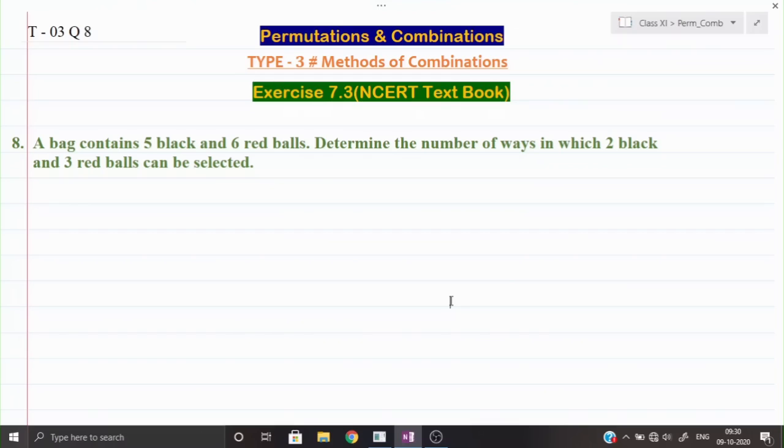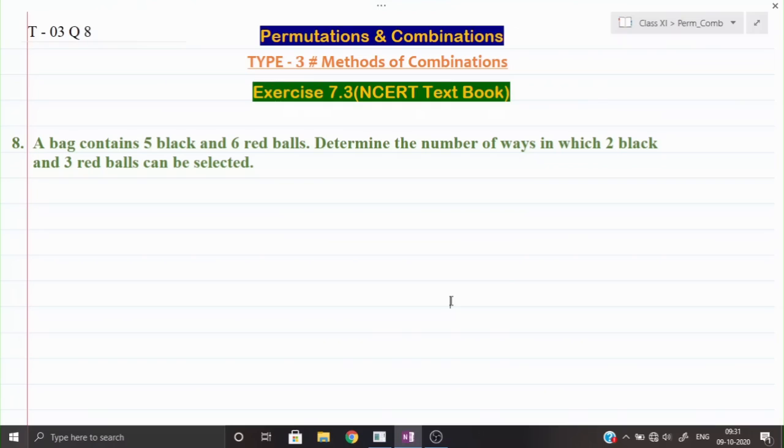Each and every time you have to focus on this particular concept: whether the sequence matters or not. If the sequence doesn't matter, then combination will work. If the sequence matters, then permutation will work. Today we shall solve some questions where permutation and combination both will work together simultaneously. So let us see this question now.